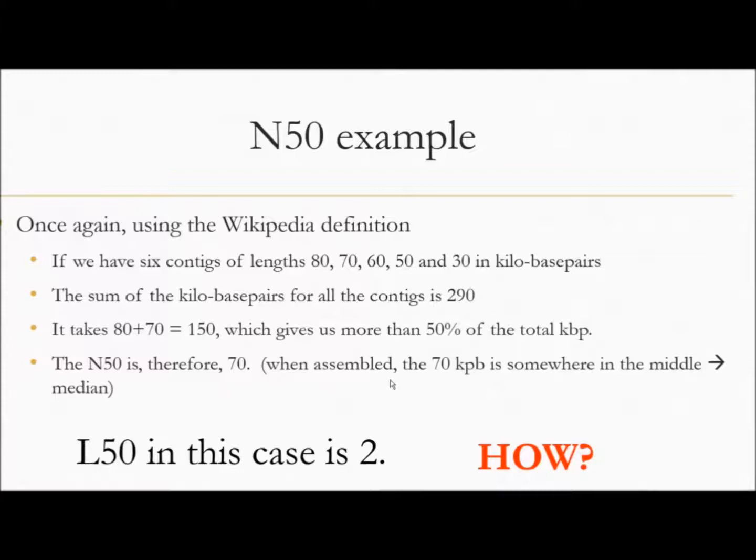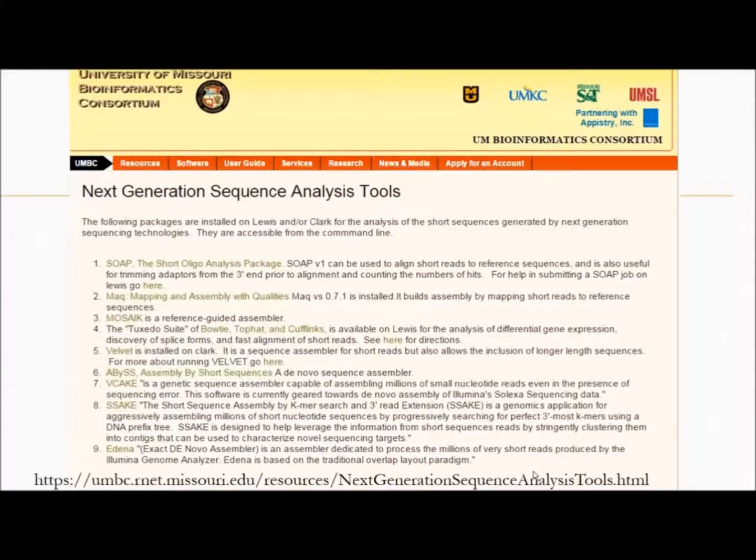So when you assemble all the contigs in a line, the middlemost number comes in the contig that is 70 kilobase pairs long. Now, how many contigs are required which constitute the N50, the 80 and the 70? Because 80,000 and 70,000 base pairs make up more than half of the total number of base pairs, the number of contigs in this case is 2, and that explains the L50.